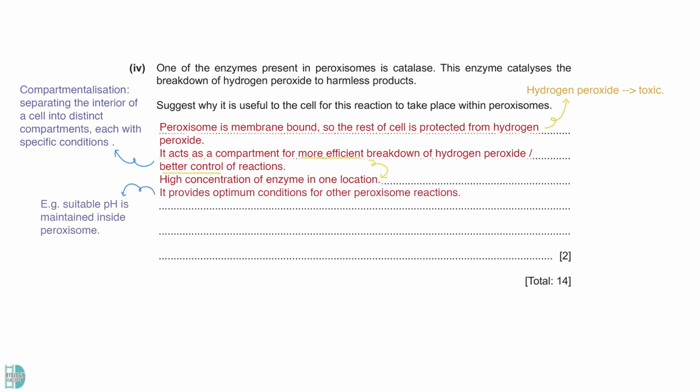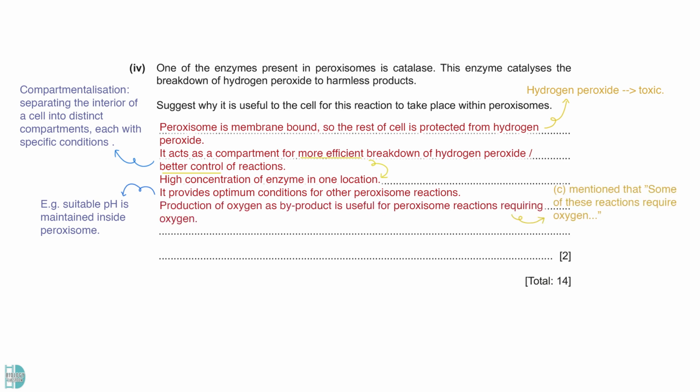Besides, the conditions required for the enzymes to work effectively can be controlled inside peroxisomes. Optimum conditions, such as suitable pH, can be provided for the reaction. Oxygen is produced as a byproduct of H2O2 decomposition. It is useful for peroxisome reactions that require oxygen. It is mentioned in Part C that some processes occurring in peroxisomes need oxygen. There is a mark for AVP. For example, this compartmentalization can isolate peroxisome enzymes from the rest of the cell.